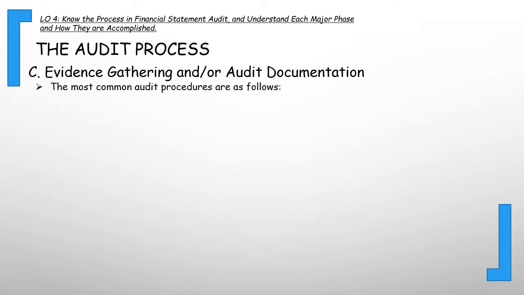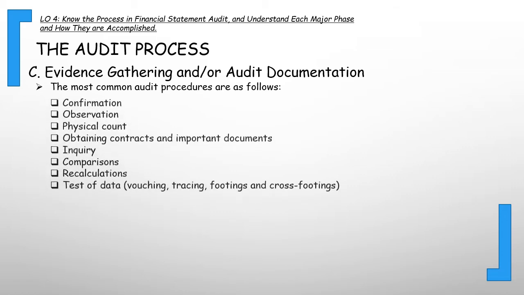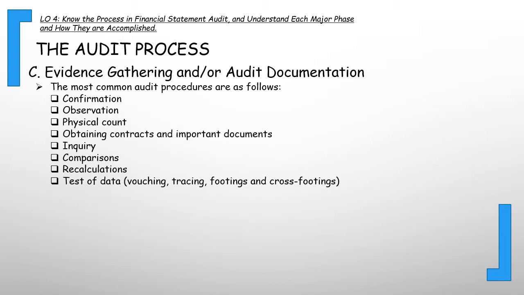Next is yan. Yung mga common audit procedures, ito yan, di ba? Sa pag-gather natin ng data, other types of controls or substantive procedures. So we have confirmation, observation, physical count. Usually sa mga inventories, we're doing that. Obtaining contracts and important documents, inquiries, comparisons, recalculations, test of data, vouching, tracing, footings, cross-footings, yan. Halos lahat ginagawa natin yan sa audit.